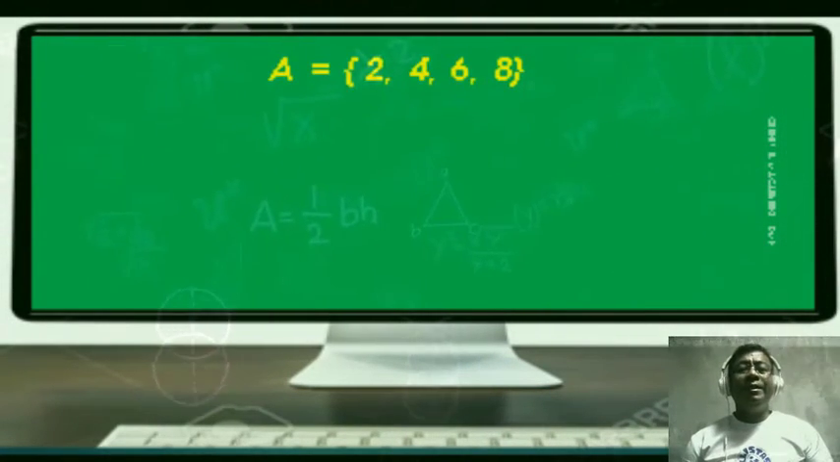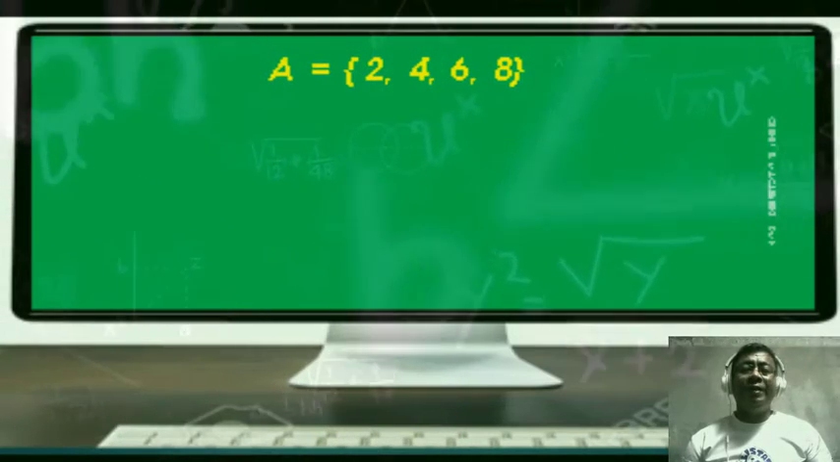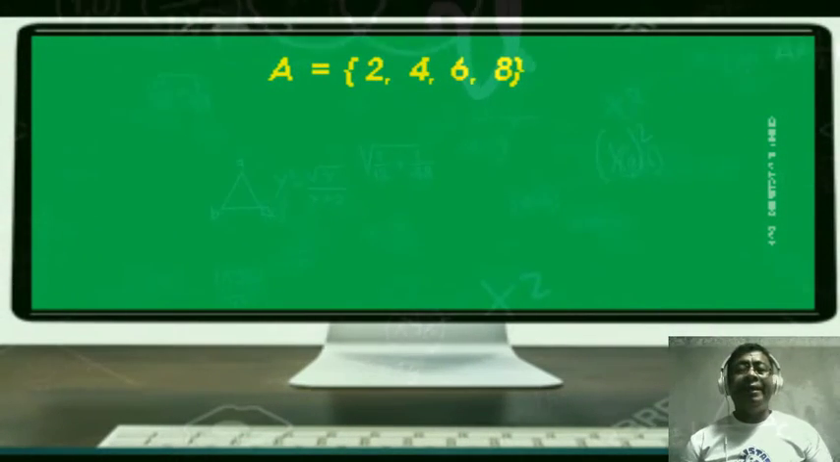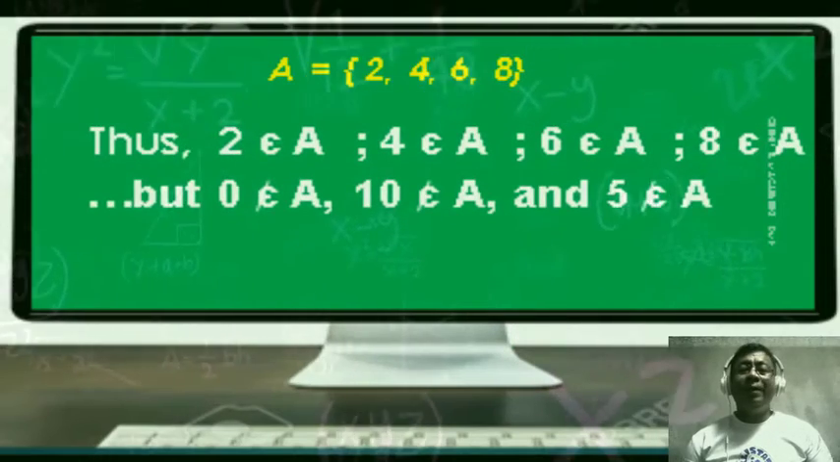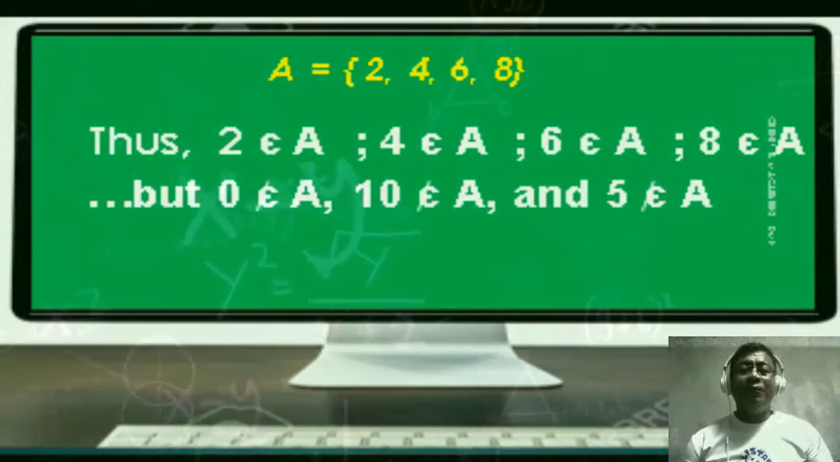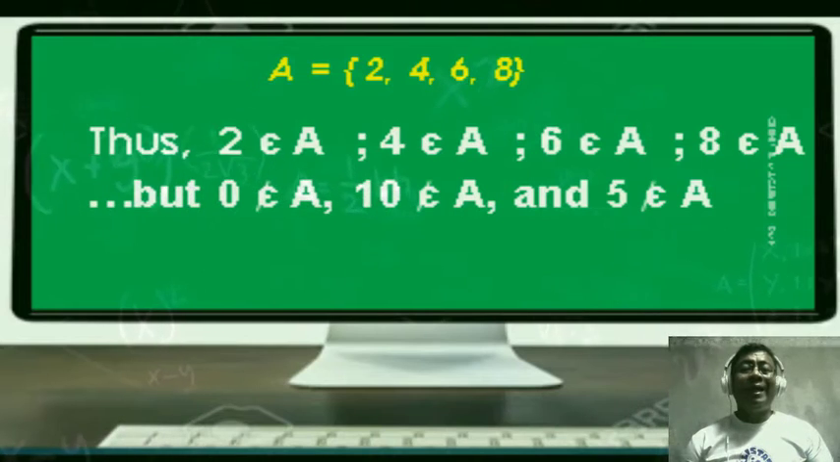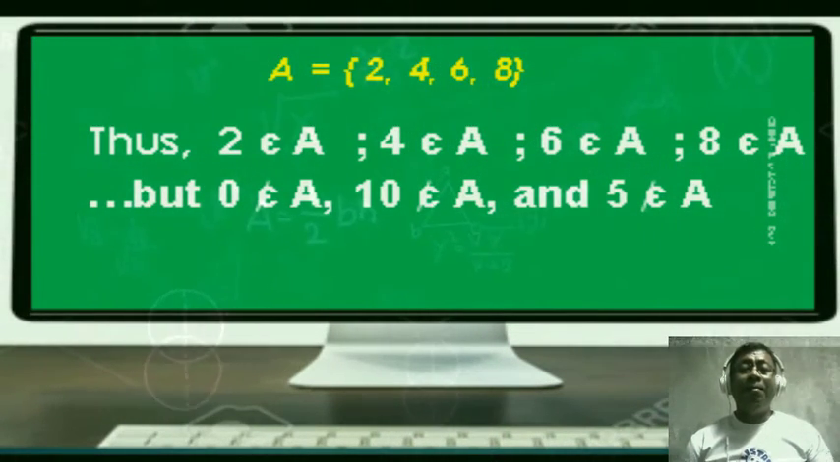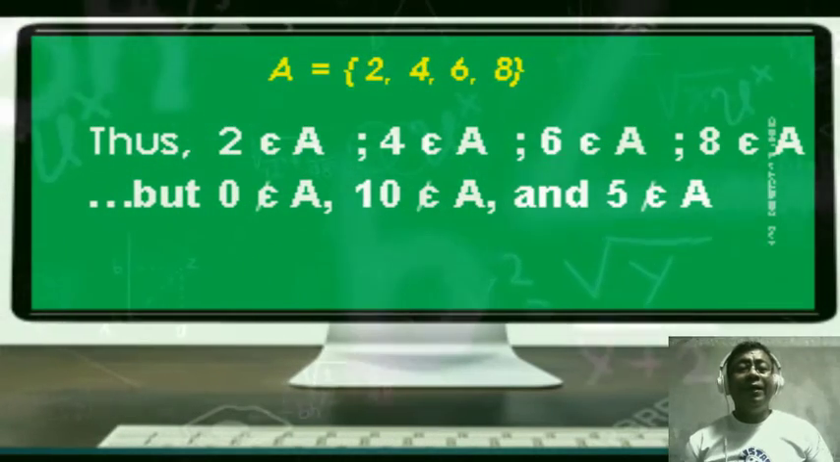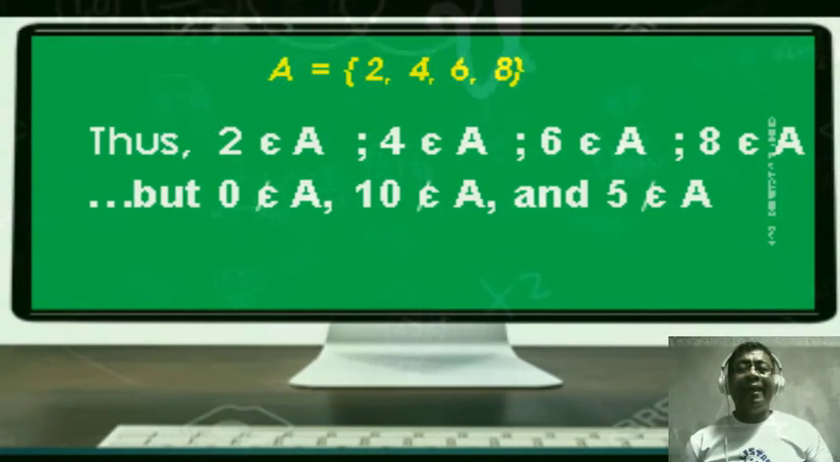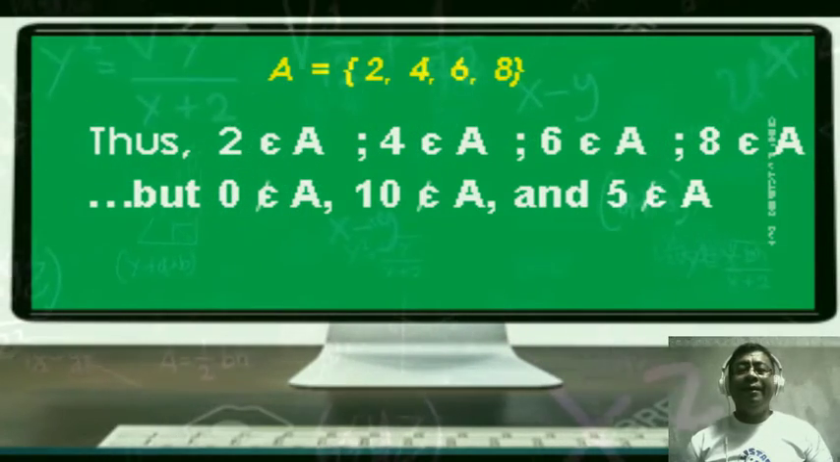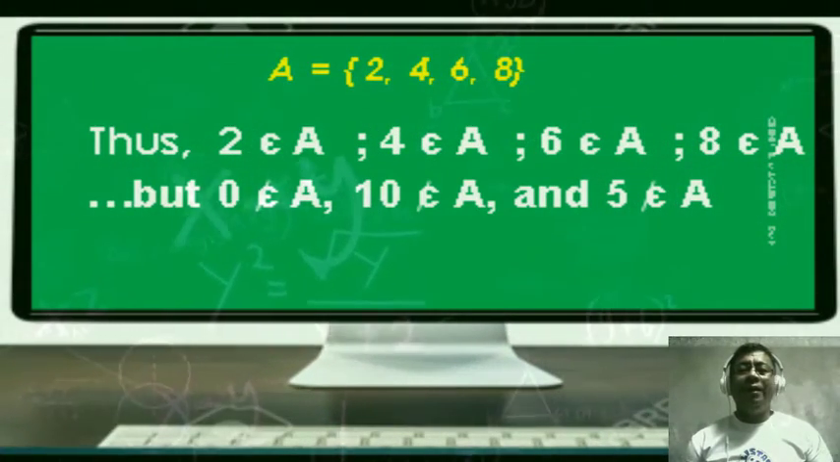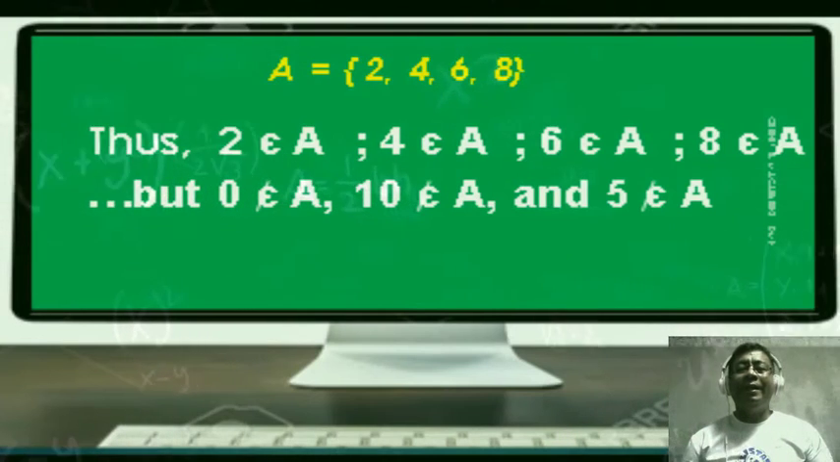So from this given set, 2, 4, 6, 8 of set A, we can simply determine the elements of set A. 2 is an element of A, 4 is an element of A, 6 is an element of A, 8 is an element of A, but 0 is not an element of A, 10 is not an element of A, and 5 is not an element of A.